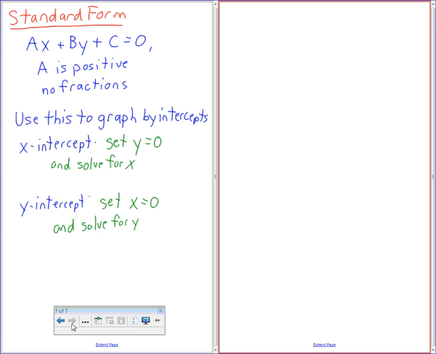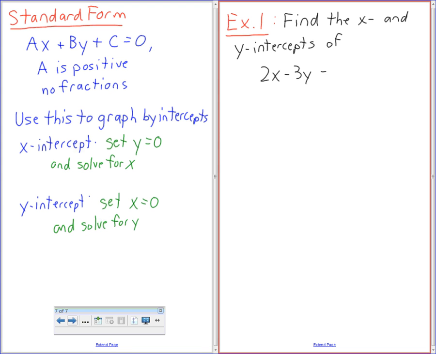So here we go. I did 2 examples on this, then we're going to move on. Example 1: find the x and y-intercepts of 2x minus 3y minus 12 equals 0. Now again, you could put this into y equals mx plus b form if you wanted to, but it would be fractions and all sorts of mean things.